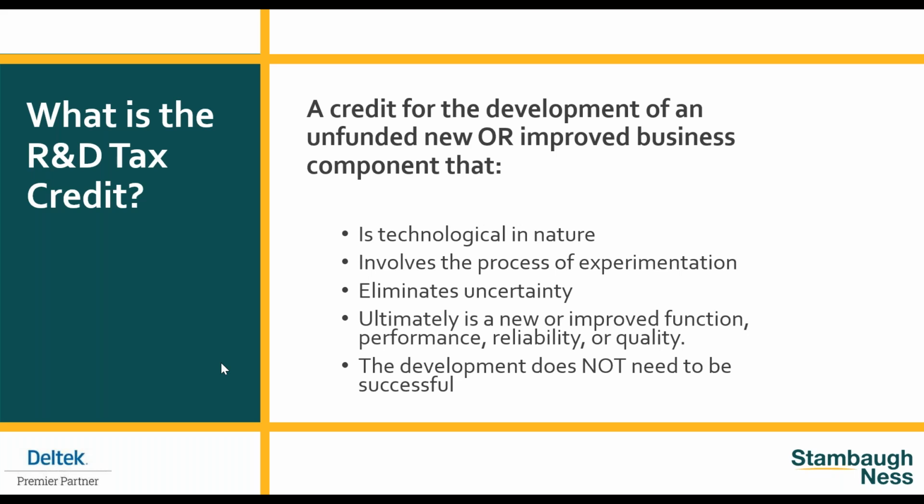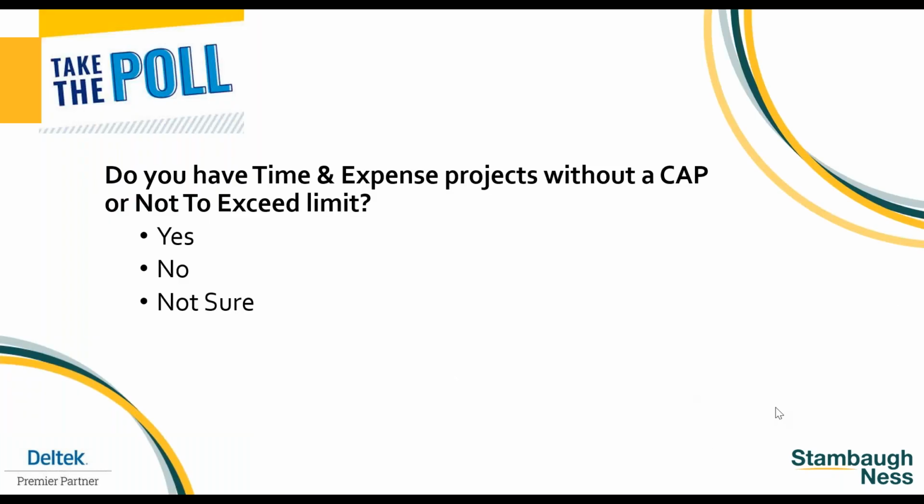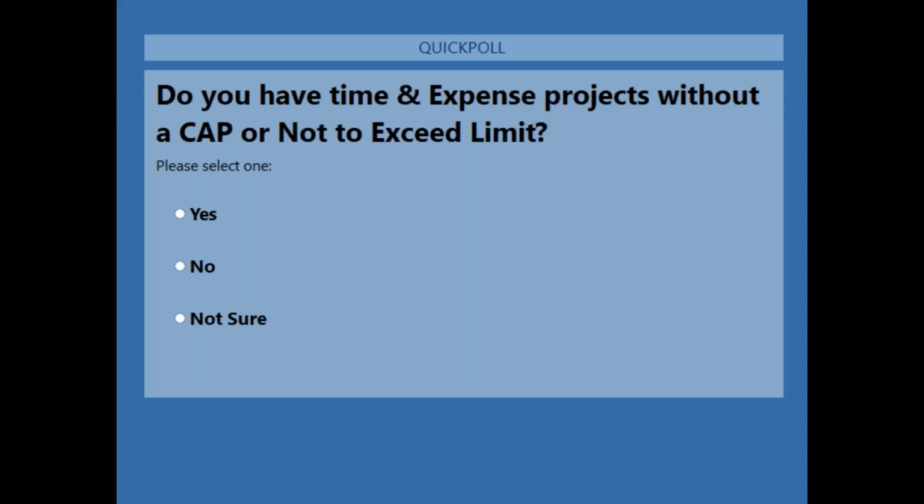So once we've done that, we know what projects we're going to look at. Now we get into this 4-part test. So I'm going to kick it over to Kelly in a minute to take over on that. But first we have our second poll question. And that was a pretty simple one, a yes, no, or not sure. And that's just asking, do you have time and expense or time and material projects that do not have a cap or a not to exceed limit? So how many of us have pure time and material contracts?